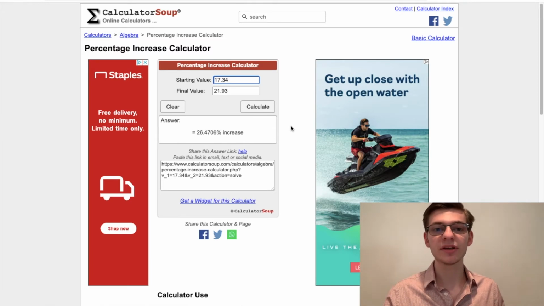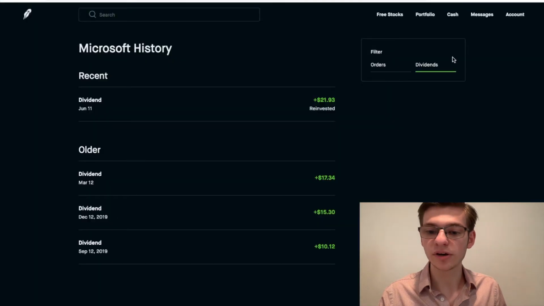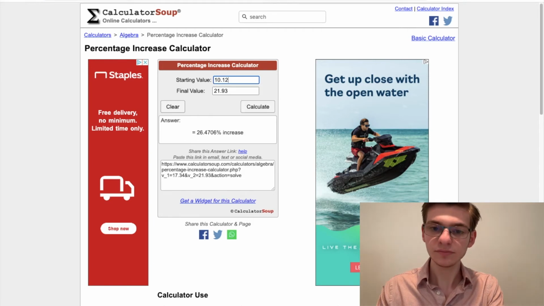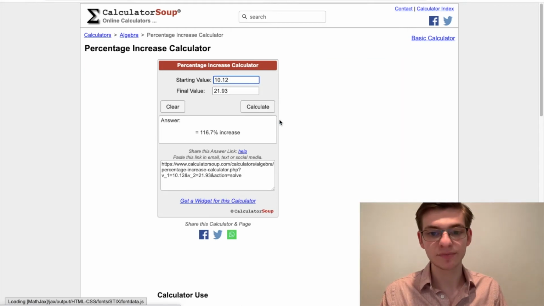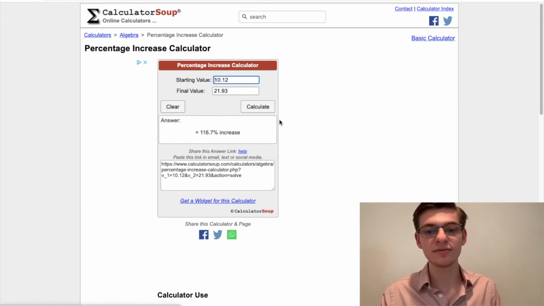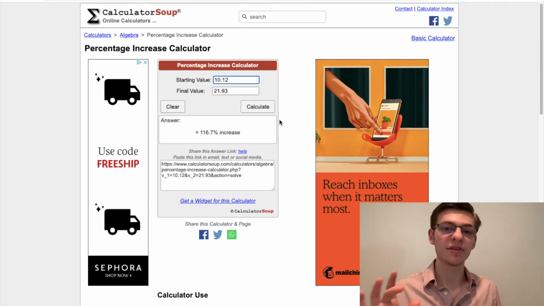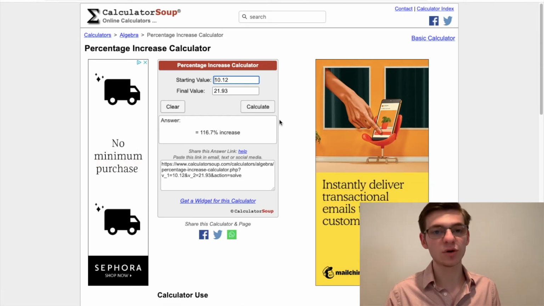But the real number that we should be looking at, and this is only just 4 quarters. We're talking just 4 quarters here that we saw this increase. That's it. That's not a terribly long time when you're talking about the scheme of investing. So let's look at what it was from start to finish, and we already know it's going to be more than 100% just by 1012 to 2193. So 1012 to 2193, that is a 116.7% increase from the first dividend received to the most recent one.